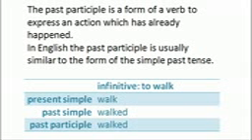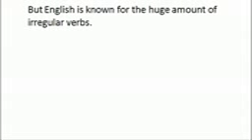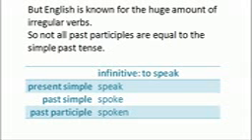For example, the verb to walk. The present simple is walk, the past simple is walked, and the past participle is walked. But English is known for the huge amount of irregular verbs, so not all past participles are equal to the simple past tense. For example, the verb to speak. The present simple is to speak, or speak. The past simple is spoke, and the past participle is spoken.